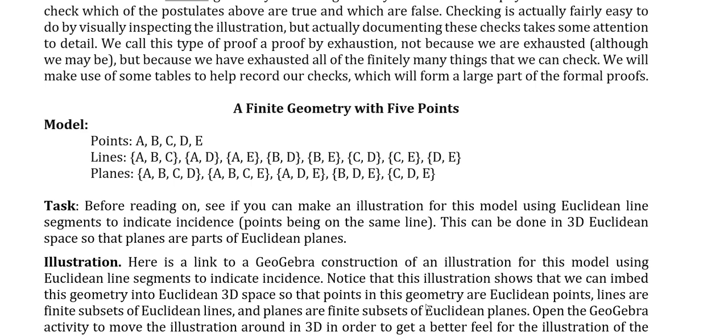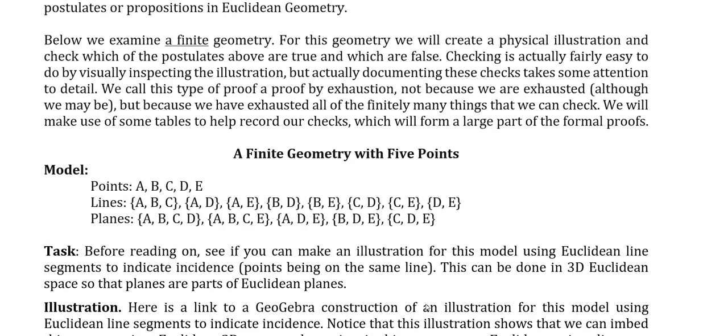So here's what I'd like you to see if you can do before you move on. See if you can make an illustration for this model using Euclidean line segments to indicate incidence, points being on the same line. And this can be done actually in a 3D Euclidean space so that planes are parts of Euclidean planes. So see if you can figure out how to do this yourself. Try it. Press pause now.